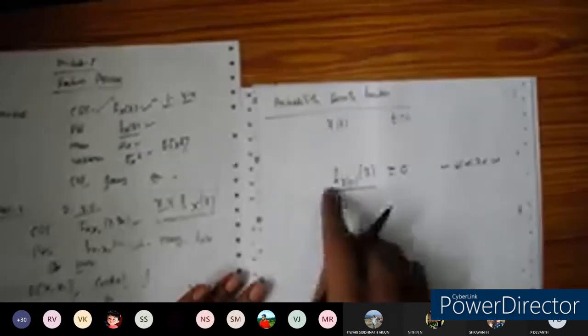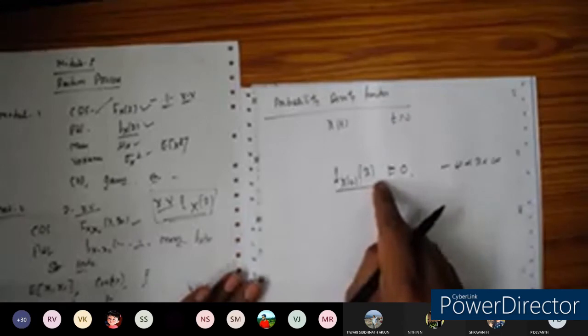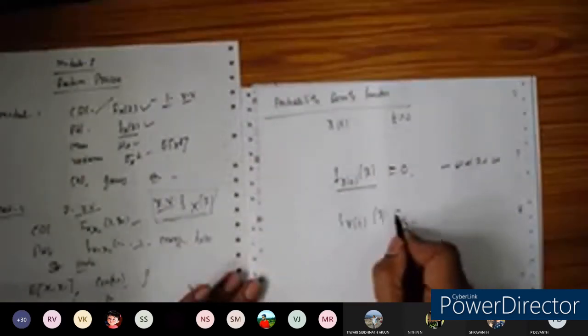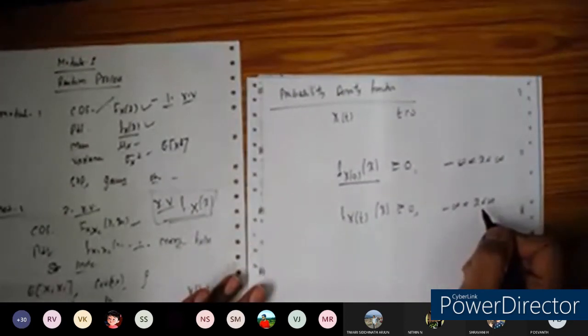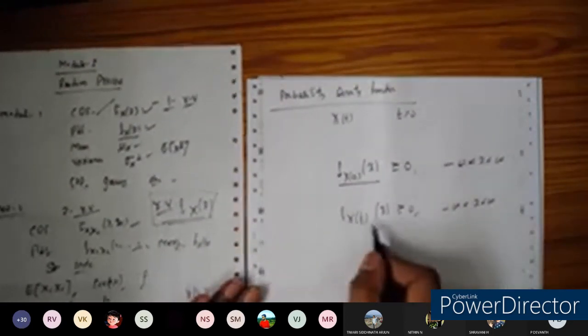So we can define the PDF as a time varying function. For example, if you don't want it in terms of time t, we can express it like this. The value is greater than or equal to 0, where x can take values from minus infinity to plus infinity. This is how the PDF has been defined.